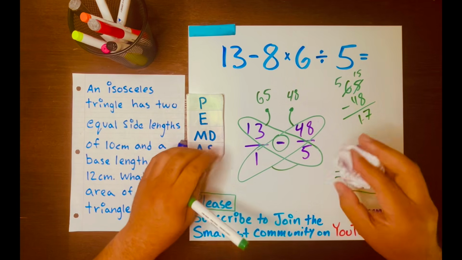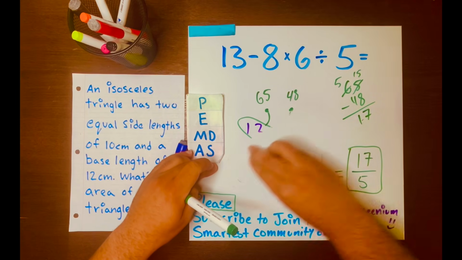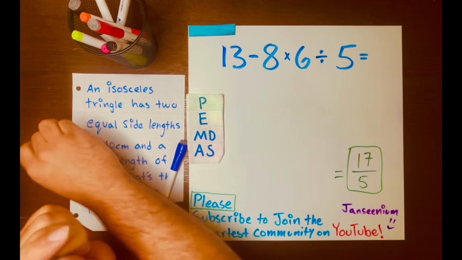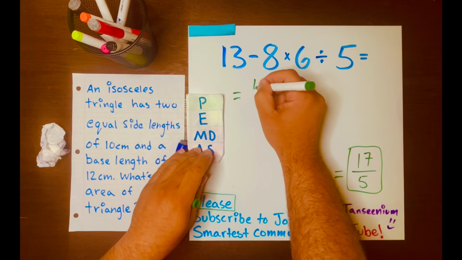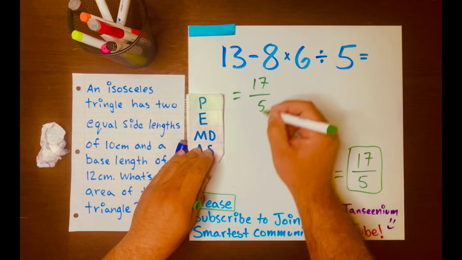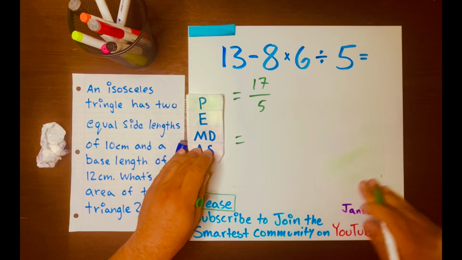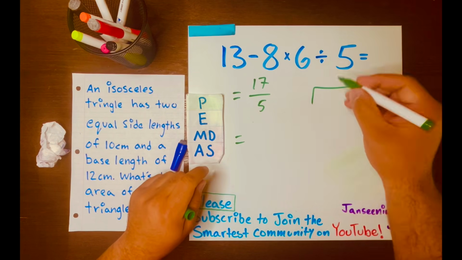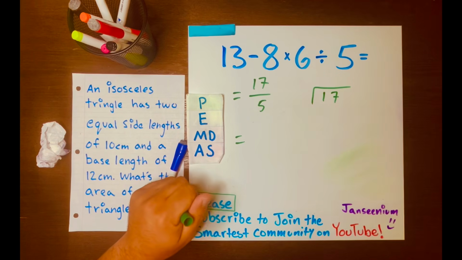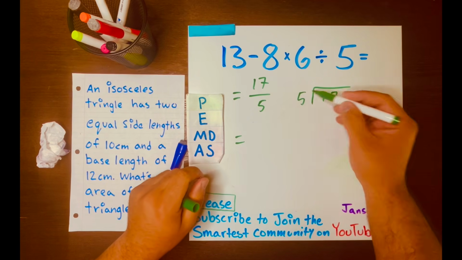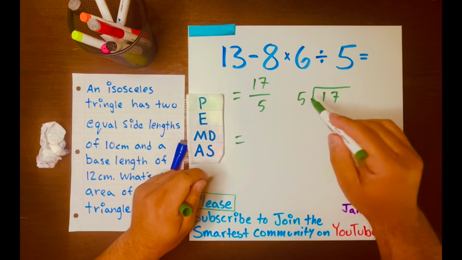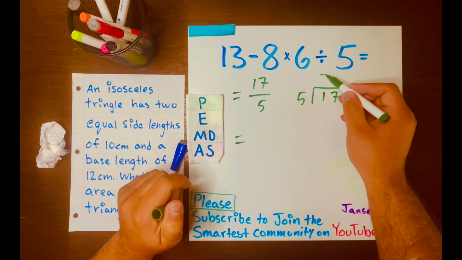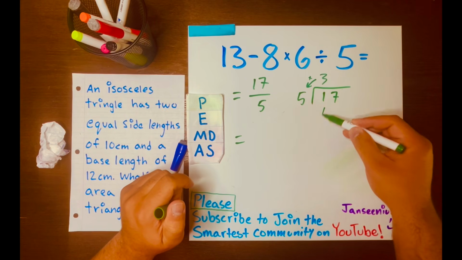Now let's use long division to figure out the mixed number answer and the decimal answer. So I'll write the first answer here, 17 over 5. Next, I draw the long division symbol, and the 17 goes inside the long division symbol, and the 5 goes outside. And you can fit 5 into 17 how many times? 3 times. And 3 times 5 is 15.